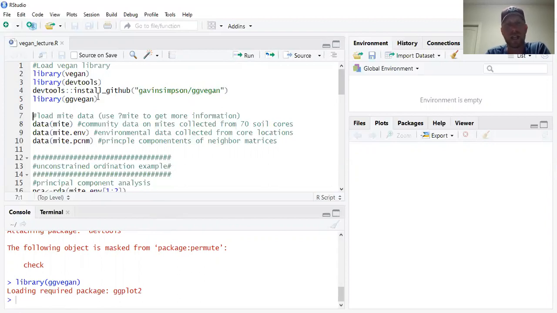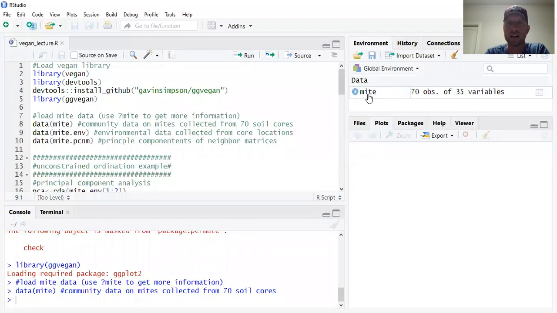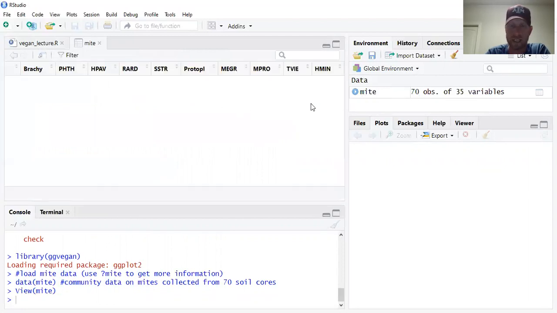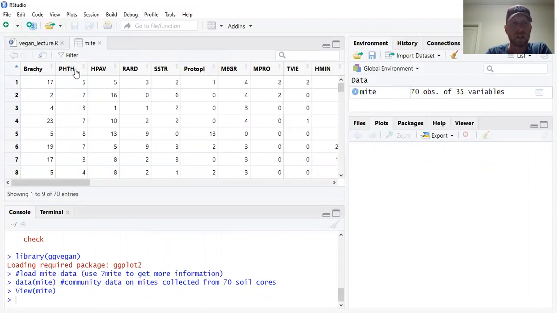So within vegan, there are some data sets that come with the package that are useful for exploring some of its functionality. We'll focus on just one of those data sets for this tutorial. This is a data set that's related to mite communities. If you use the function data(mite), what this will do when you run that is create a data frame with 70 observations and 35 variables. And if you look at that data frame, these are species identifications or taxonomic groups across the top, and then abundances going down for 70 locations where these were sampled.